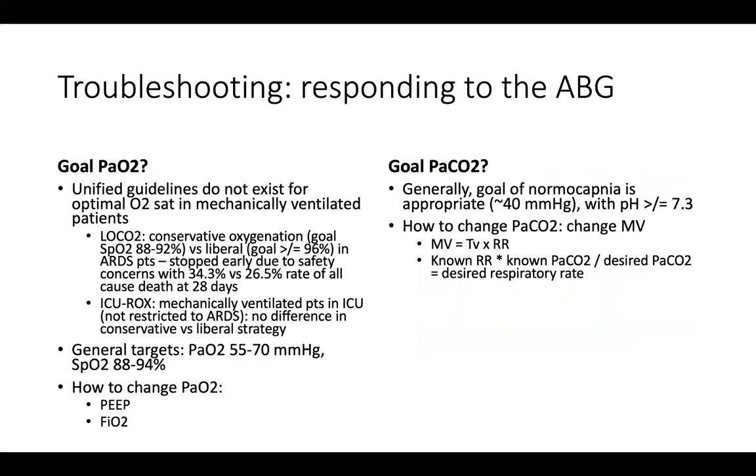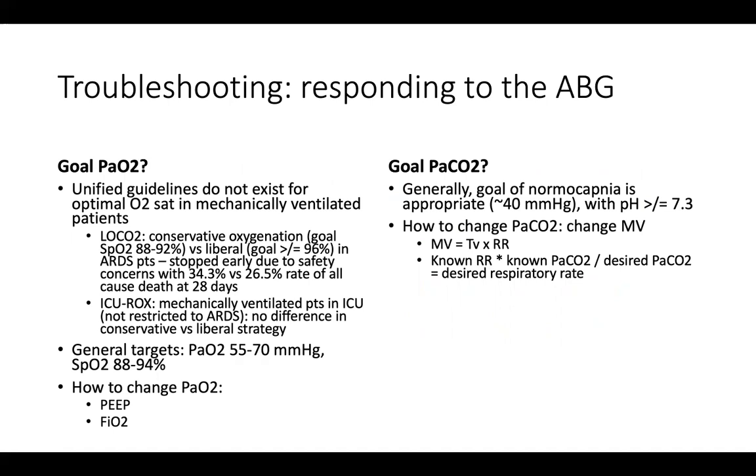In addition to often getting pages about auto-PEEPing and what we want to do, we do get pages about, hey, here's their gas. Do you want to make any changes to the vent? I spent a lot of time trying to read and find, is there a unified guideline that says what O2 we should be targeting? And the answer to that is no.